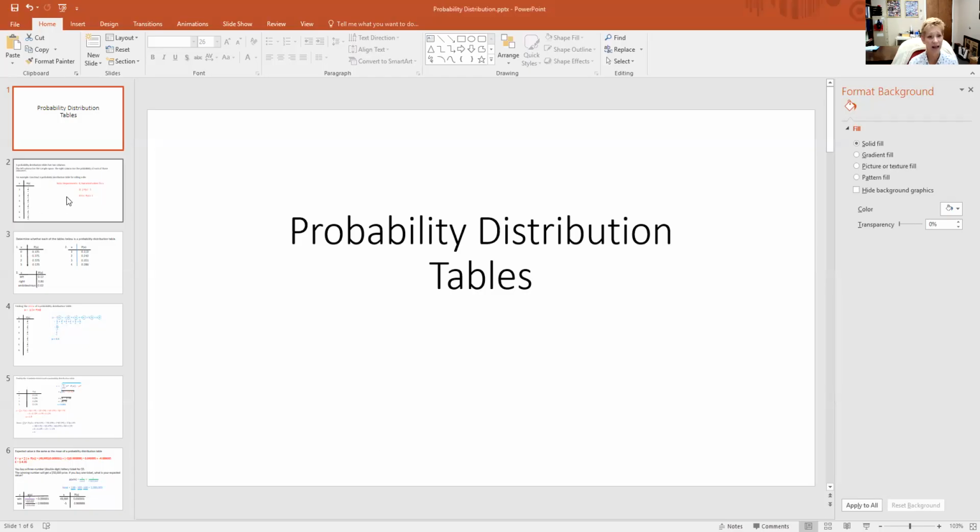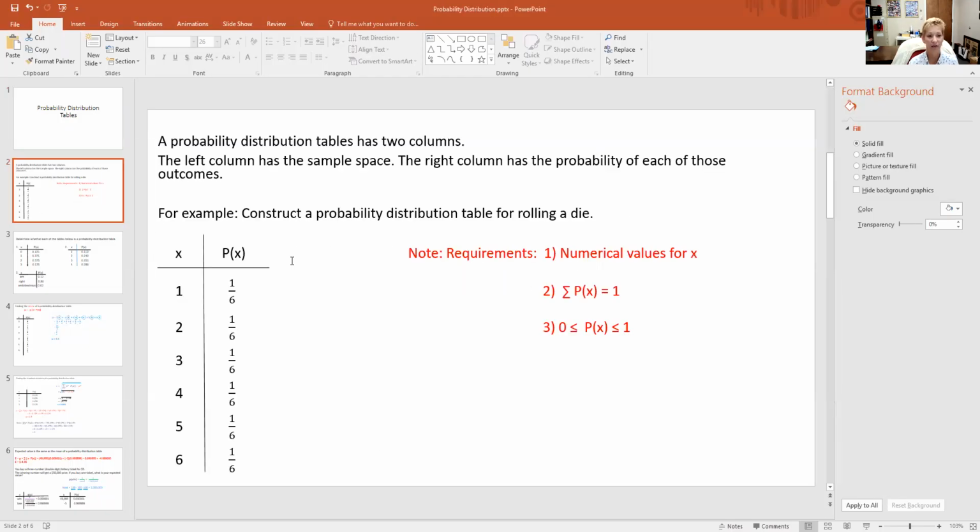All right, so like I said, it's going to look a lot like a frequency table because it's got 2 columns. The difference is your left column is going to be your sample space, so it's all the things that you could get. And then your right side's not your frequency, it's your probability of each one of those happening. So for instance, what if it said construct a probability distribution table for rolling a die?